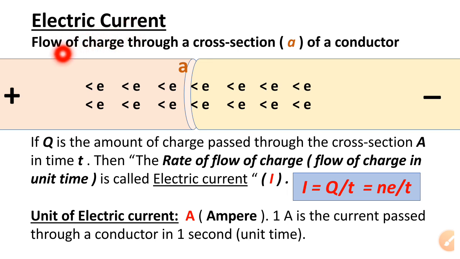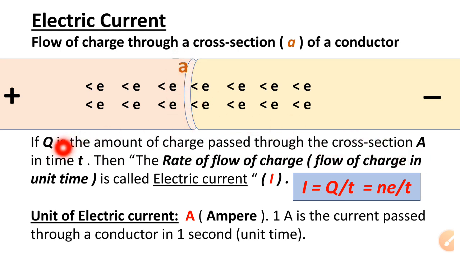So let's see the flow of charge through a cross section A of a conductor. This is the cross section A, you can easily understand. This one is a single conductor. Here there is no join, but A is marked only to show that this is a cross section, and the electrons are passing through this cross section, and then we consider the amount of charge. Now the total amount of charge Q is given. If Q is the amount of charge passed through the cross section, okay, this one is the cross section.